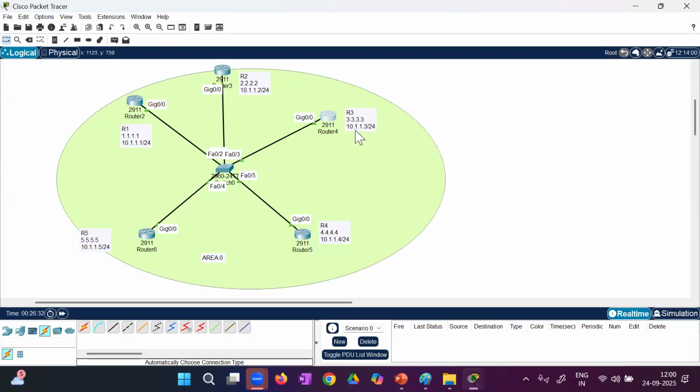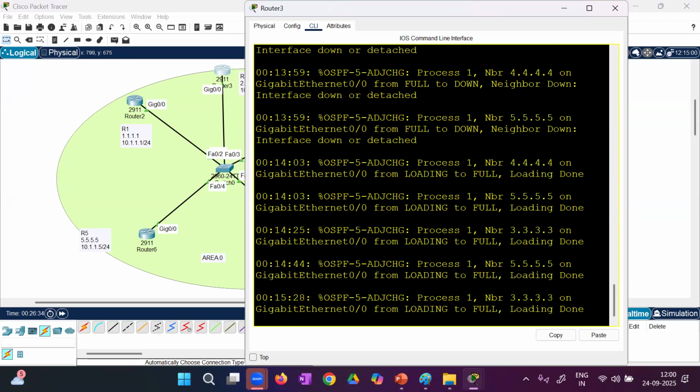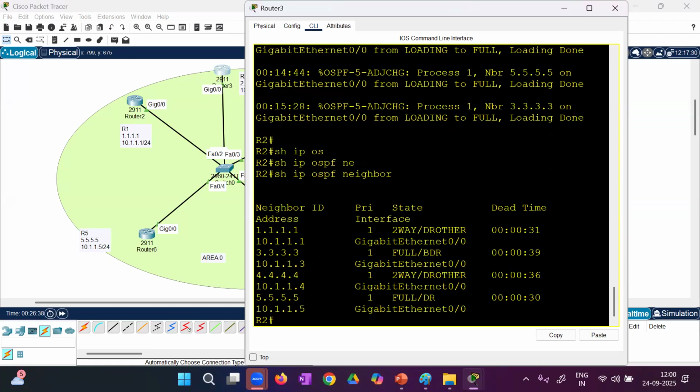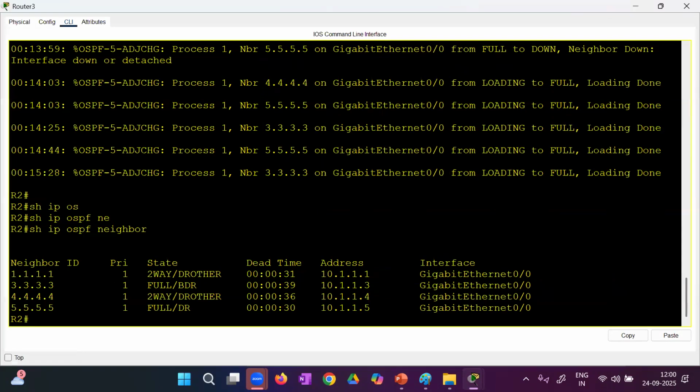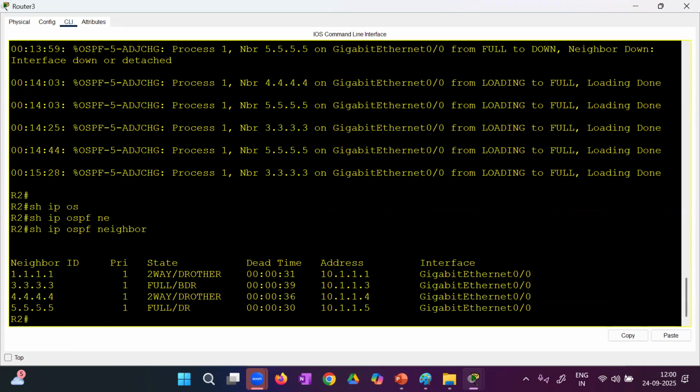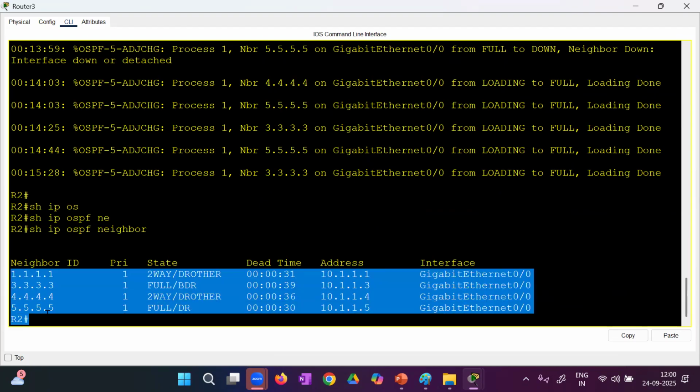Till now this one is a BDR only. Show ip ospf neighbor. So it says that this one is a DR, and this one is a BDR. But again, we will clear the process. This has to become the BDR only, because of the second highest router ID. So here the election has happened based on the router ID.